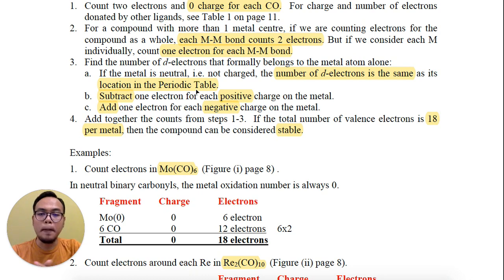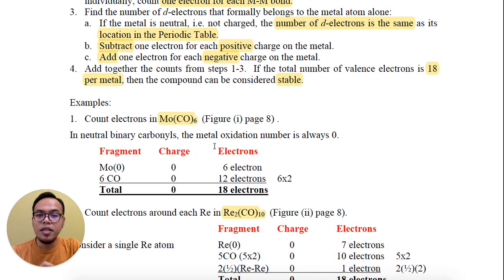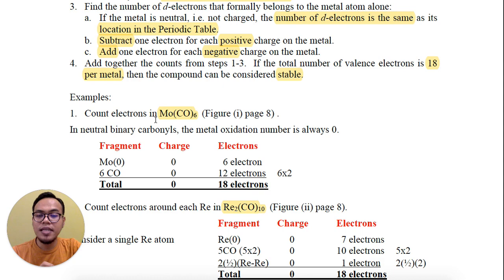So the first one, can you name this compound? Count electrons in Mo(CO)6. So Mo is molybdenum. We have CO, carbonyl, so we can call it hexacarbonyl molybdenum or molybdenum hexacarbonyl.